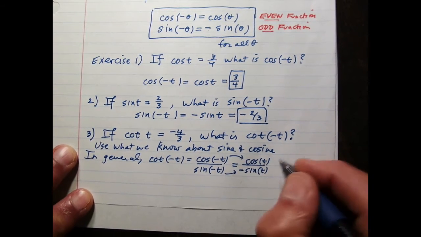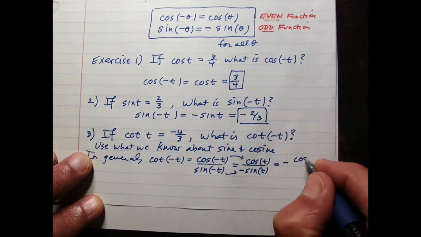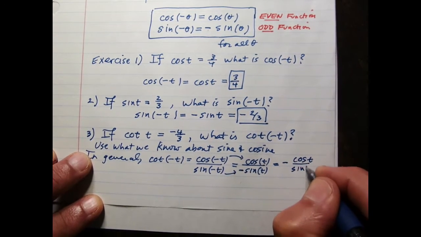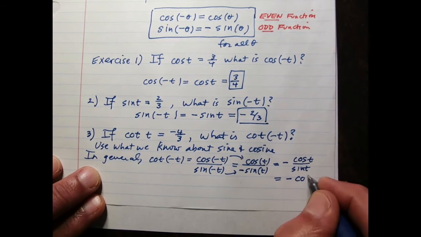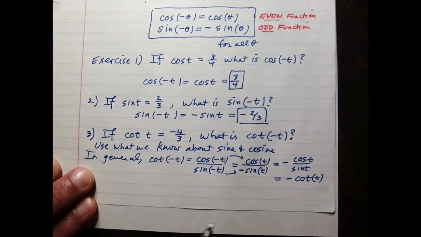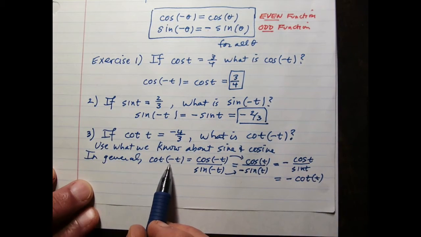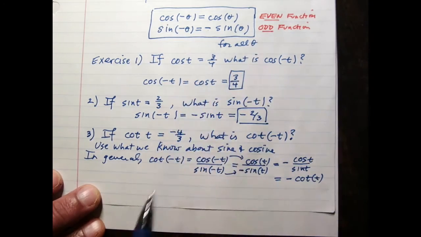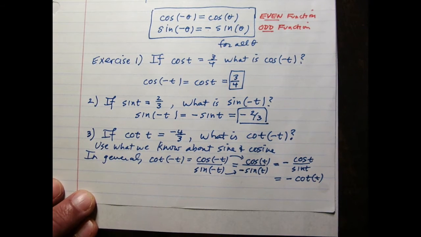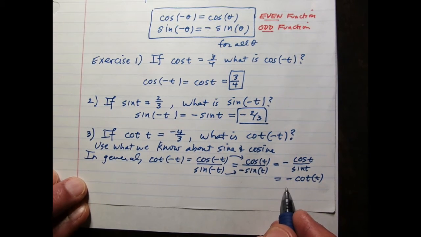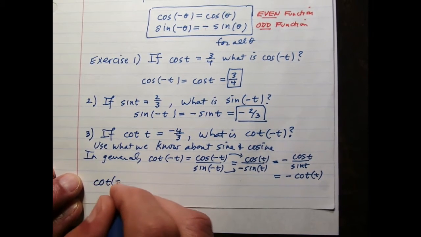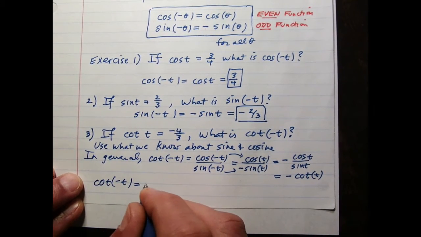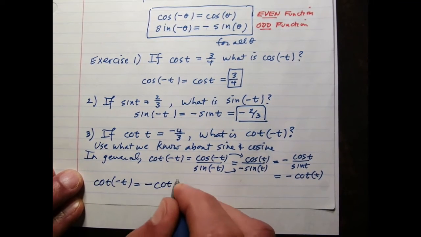So do you see where this is going? We can pull that minus sign out in front of cosine t over sine t. And that can be interpreted as minus cotangent t. So it turns out cotangent has an odd function property just like sine. I wouldn't memorize it, I just figure it out when I need it. So we got to answer this question now. Cotangent of minus t is minus cotangent t.